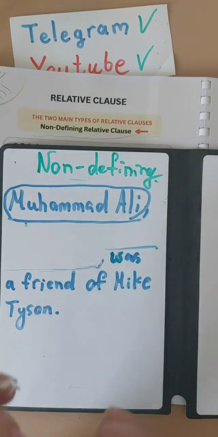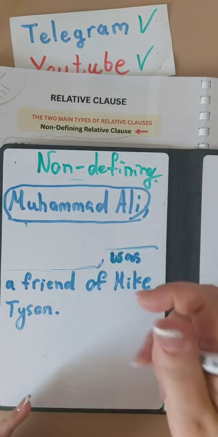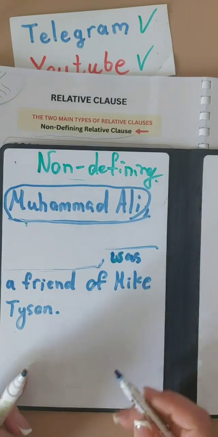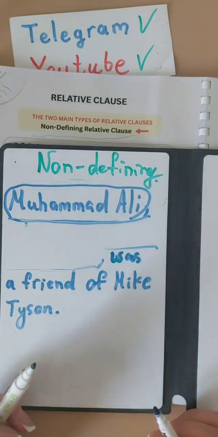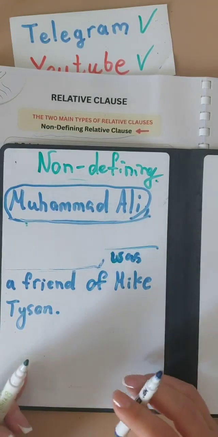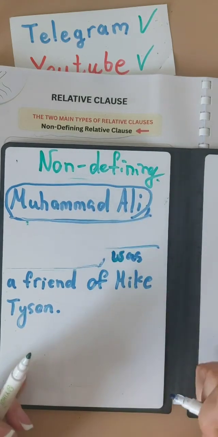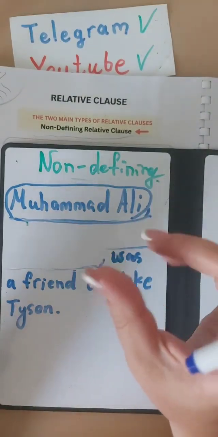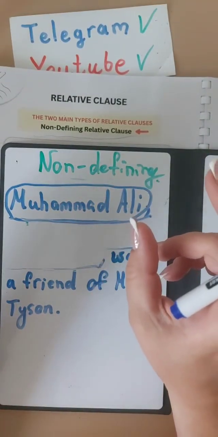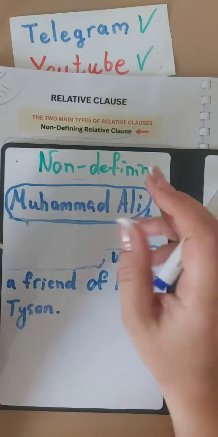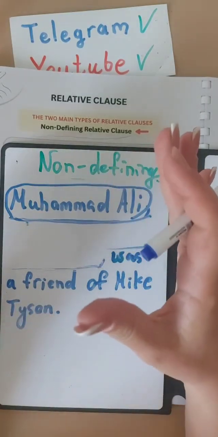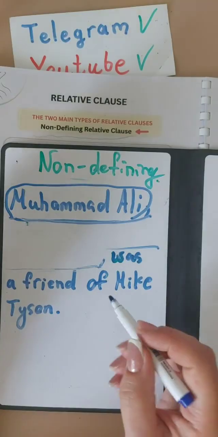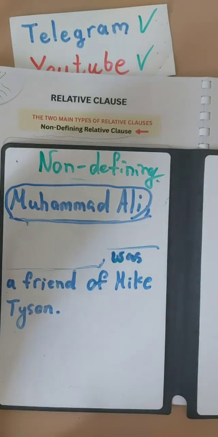So always think like that. If this person does not need essential information to be identified, we usually use a non-defining relative clause. We just say, by the way, okay, Muhammad Ali, by the way, who was the fastest boxer ever, and then was a friend of Mike Tyson. Okay?